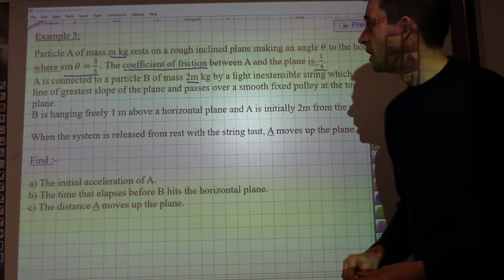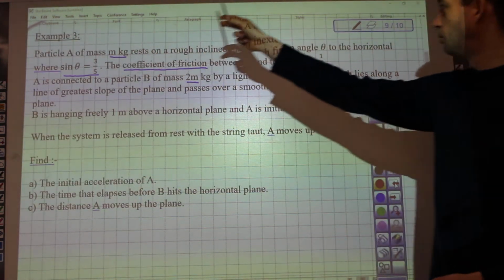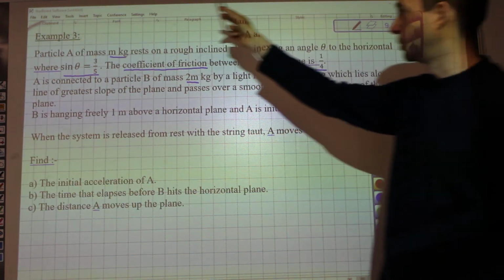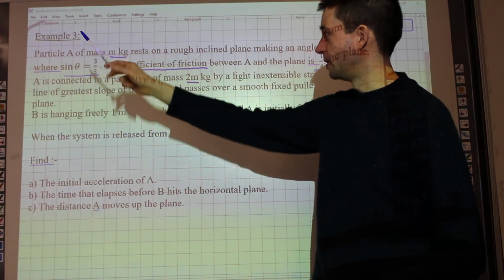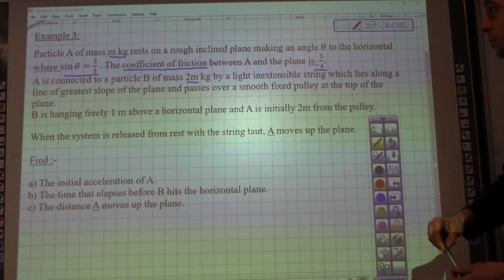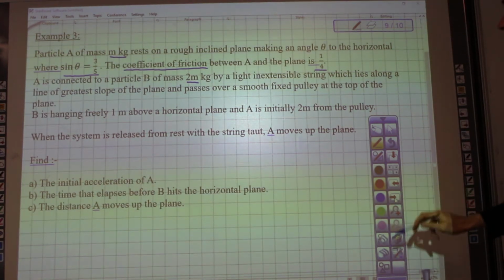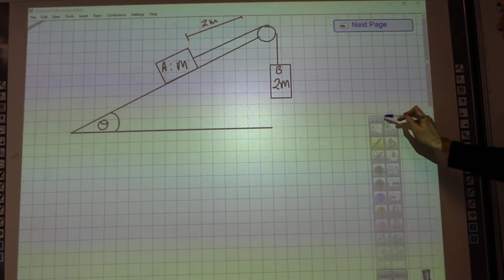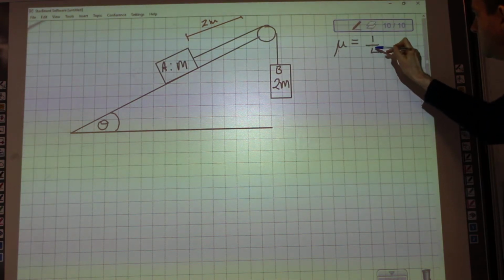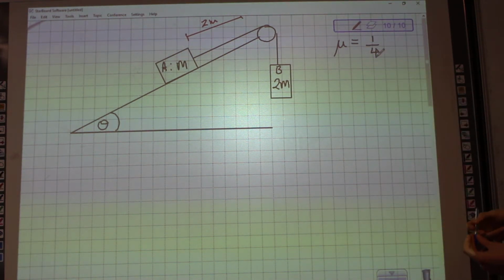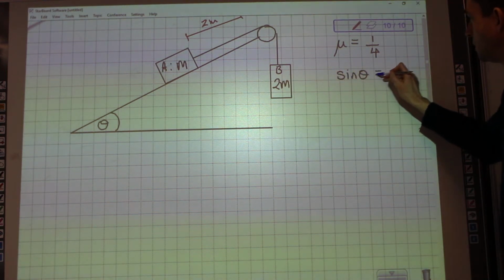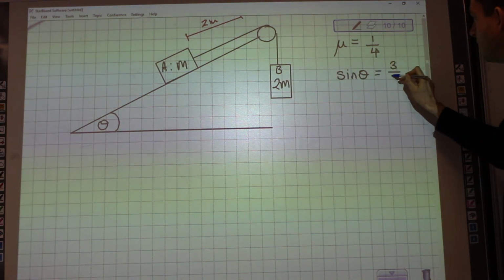Right, let's just have a little look back at it. Particle A of mass m kilograms rests on a rough inclined plane making an angle theta to the horizontal where sine theta equals 3/5. The coefficient of friction between A and the plane is 1/4. Right, so let's just deal with a couple of those things then. We've got that the coefficient of friction is 1/4, so I'll write that over there. And we've also got that sine theta equals 3 over 5.